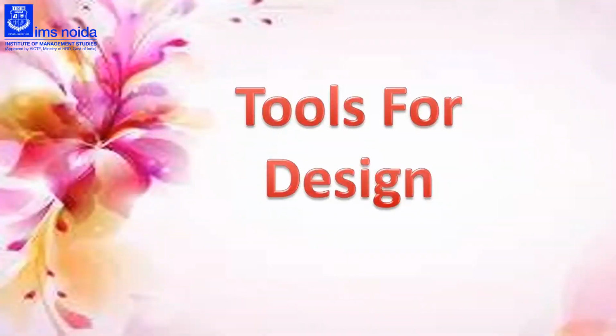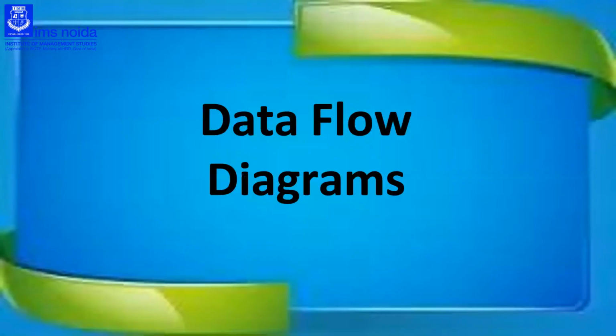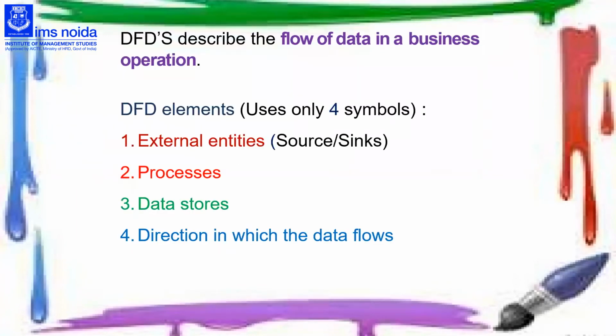Now, next is tools for design. There are various tools which are used in system design. One is the data flow diagram and the second is the data dictionary. Both are important tools used in system design. What is a data flow diagram? A data flow diagram is a graphical tool used for communicating structured analysis, focusing on a simple technique to provide an overview and describe flows.